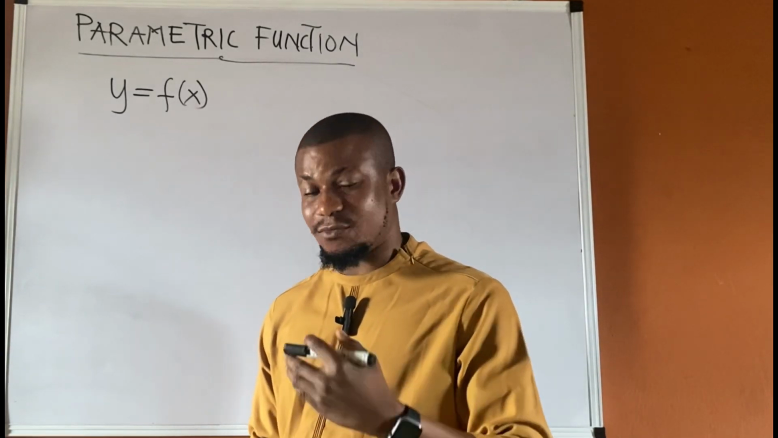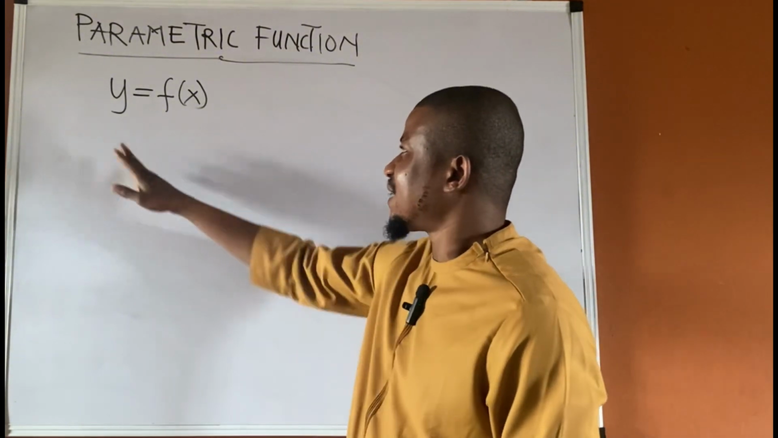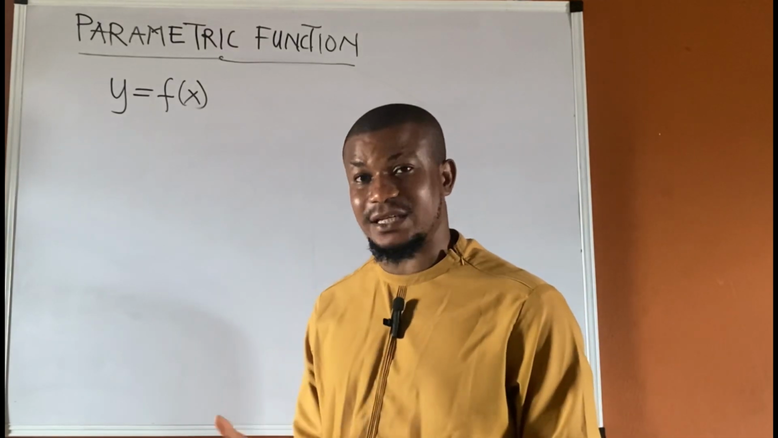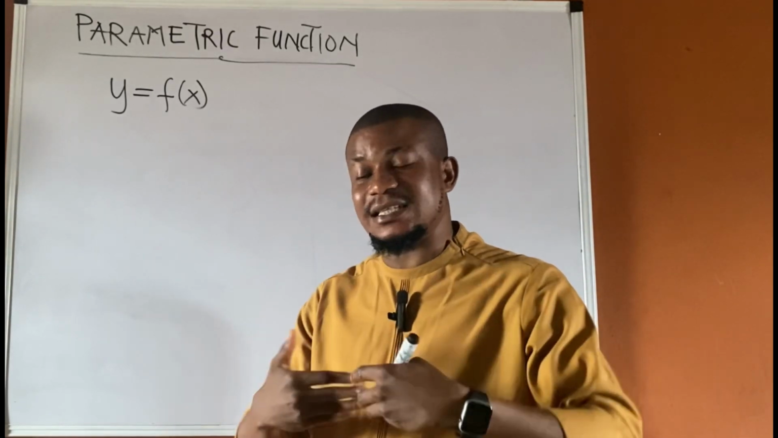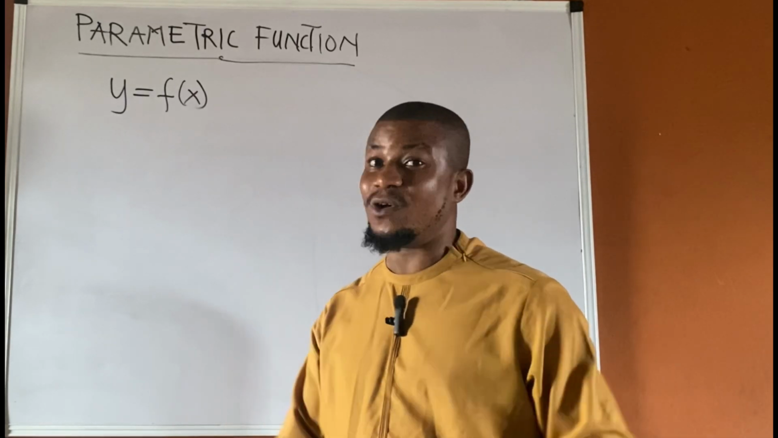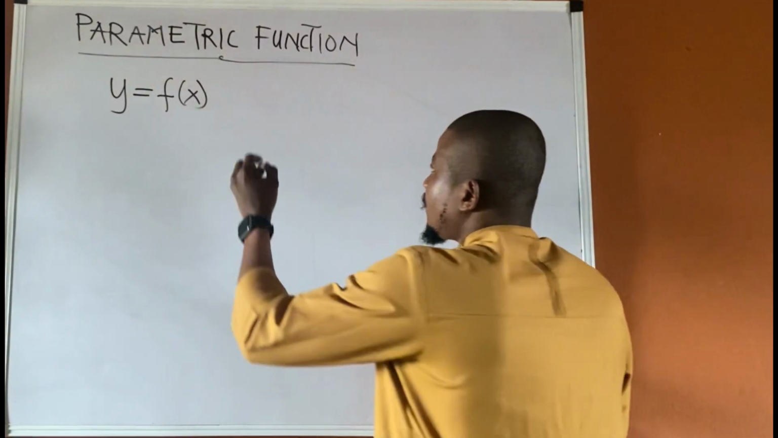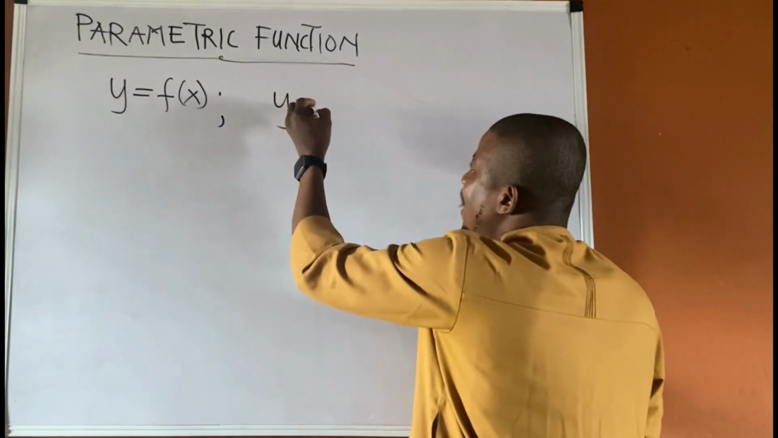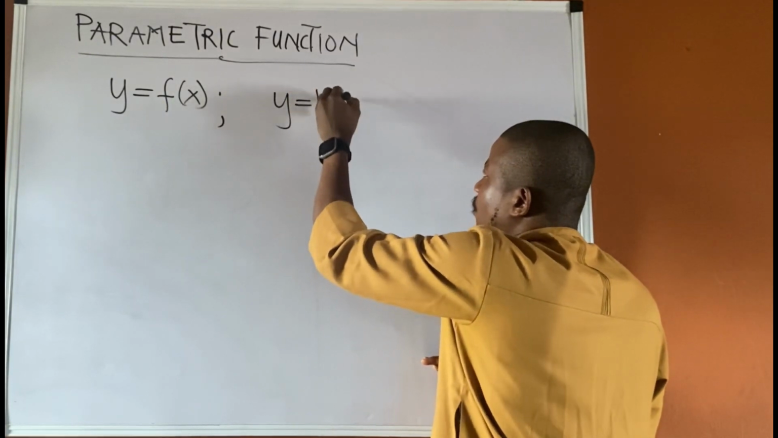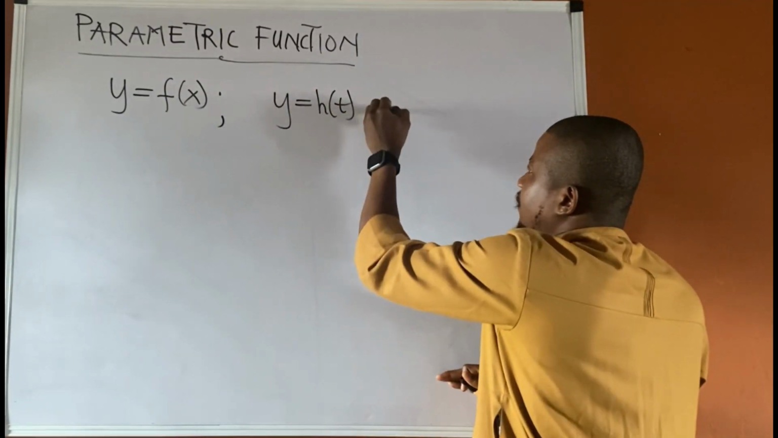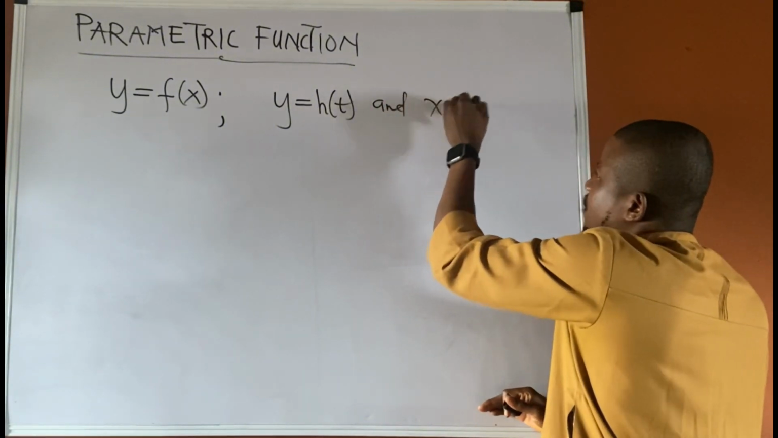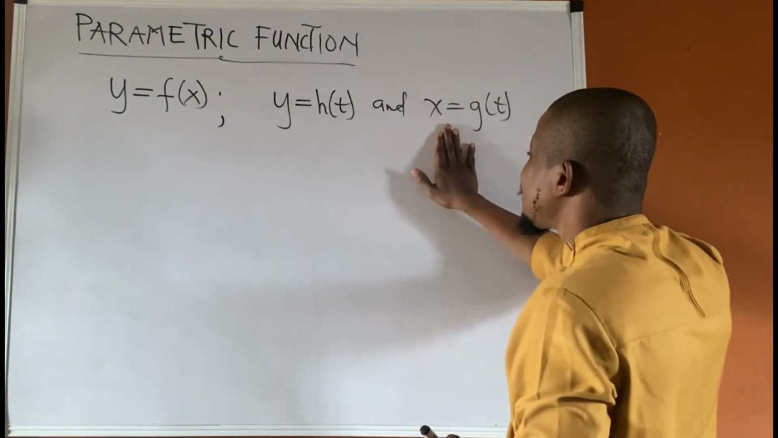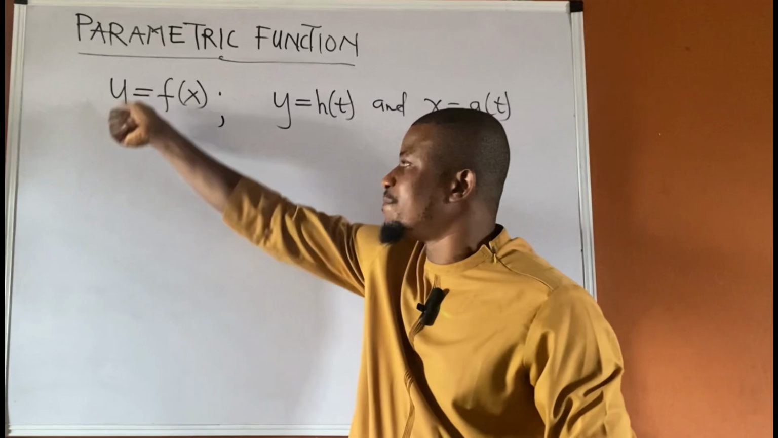Let's break it down a bit and understand the concept better. We'd say that if a function is defined this way, that y is a function of x, we can agree that the function is parametric if we can have another parameter, let's say t or theta or something else, any other parameter or variable, such that we can say that y is a function of that parameter. Let's say y is a function h of t and x is also, let's define a function g of t. When these conditions are met, then we can now say that this is a parametric function.